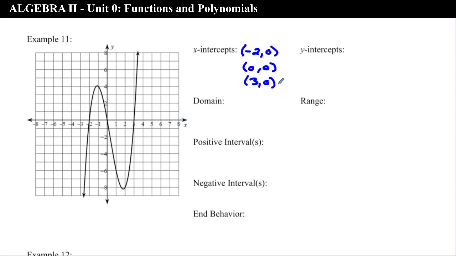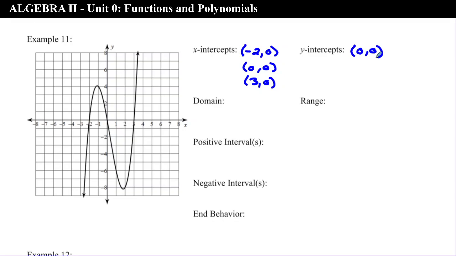Our y-intercepts, well, we've got one of them, and it happens to be the same place where we have an x-intercept, and that is at the origin, (0, 0). In fact, the origin is the only place where you can have both an x and y-intercept in the same place.